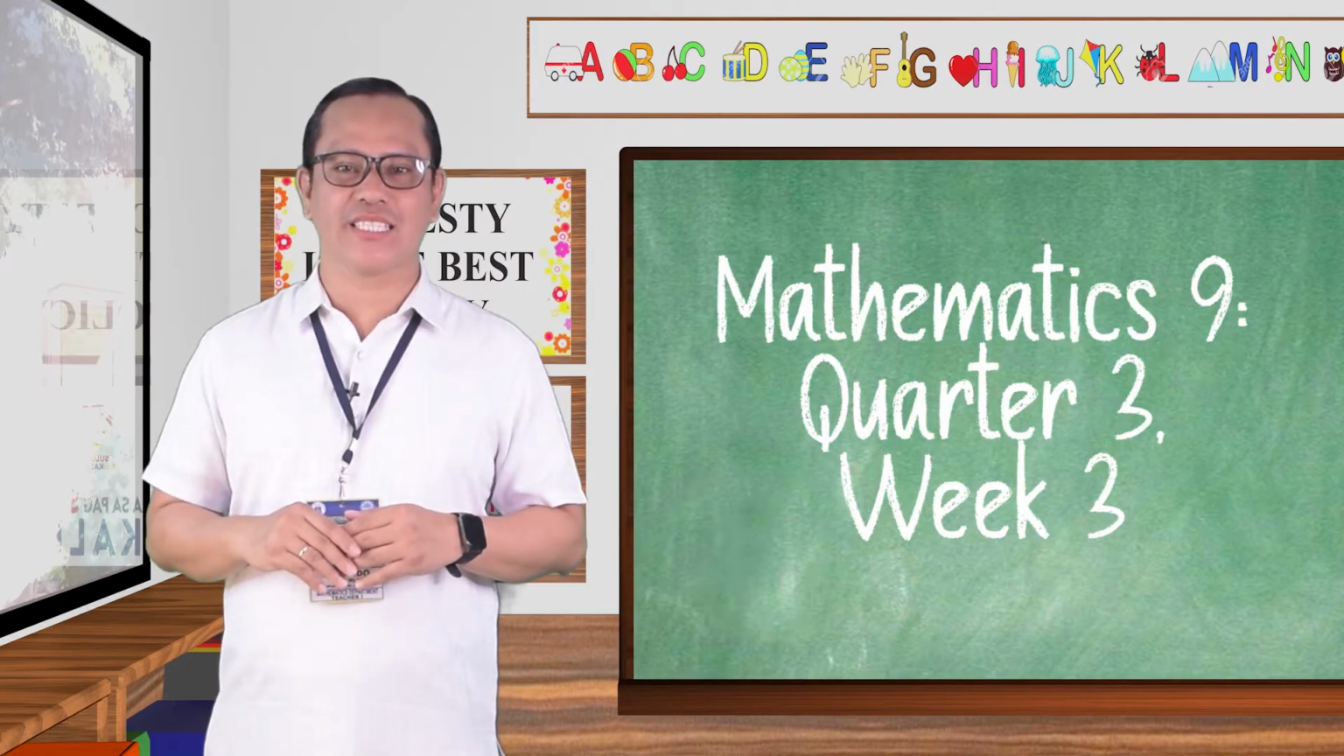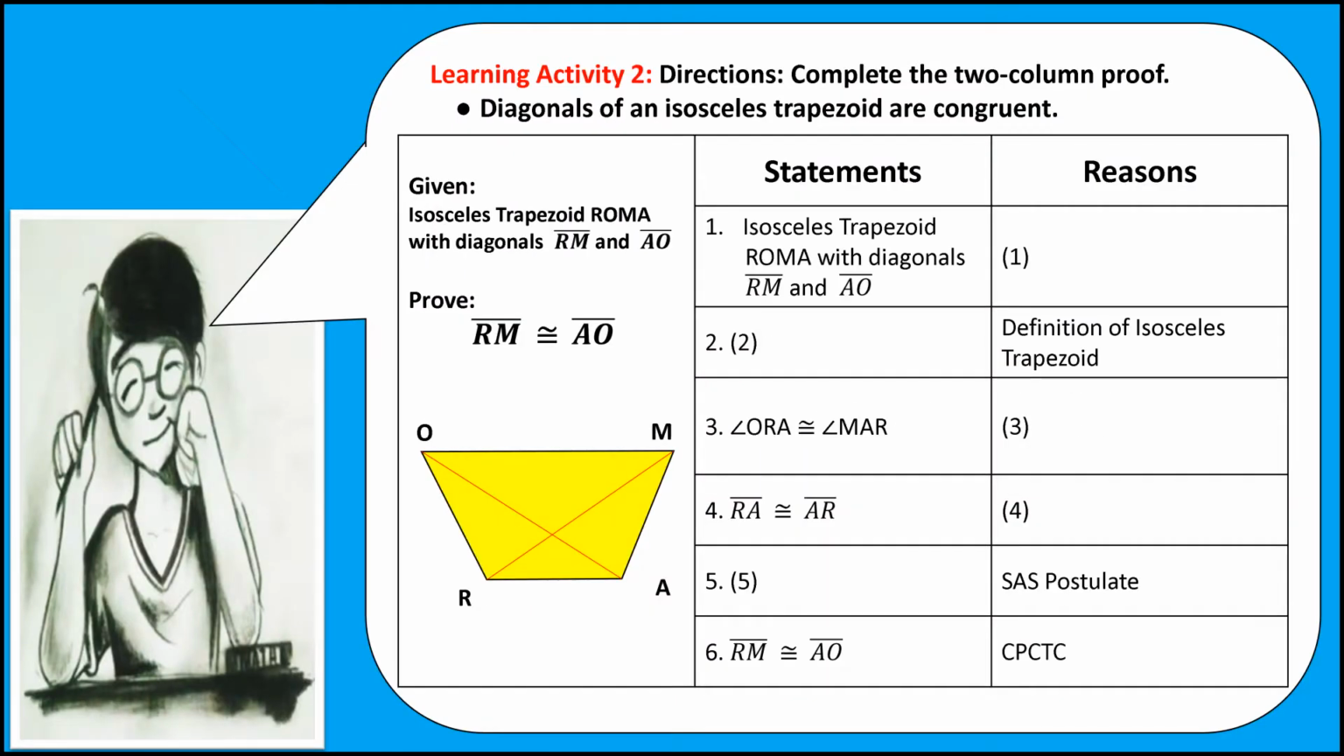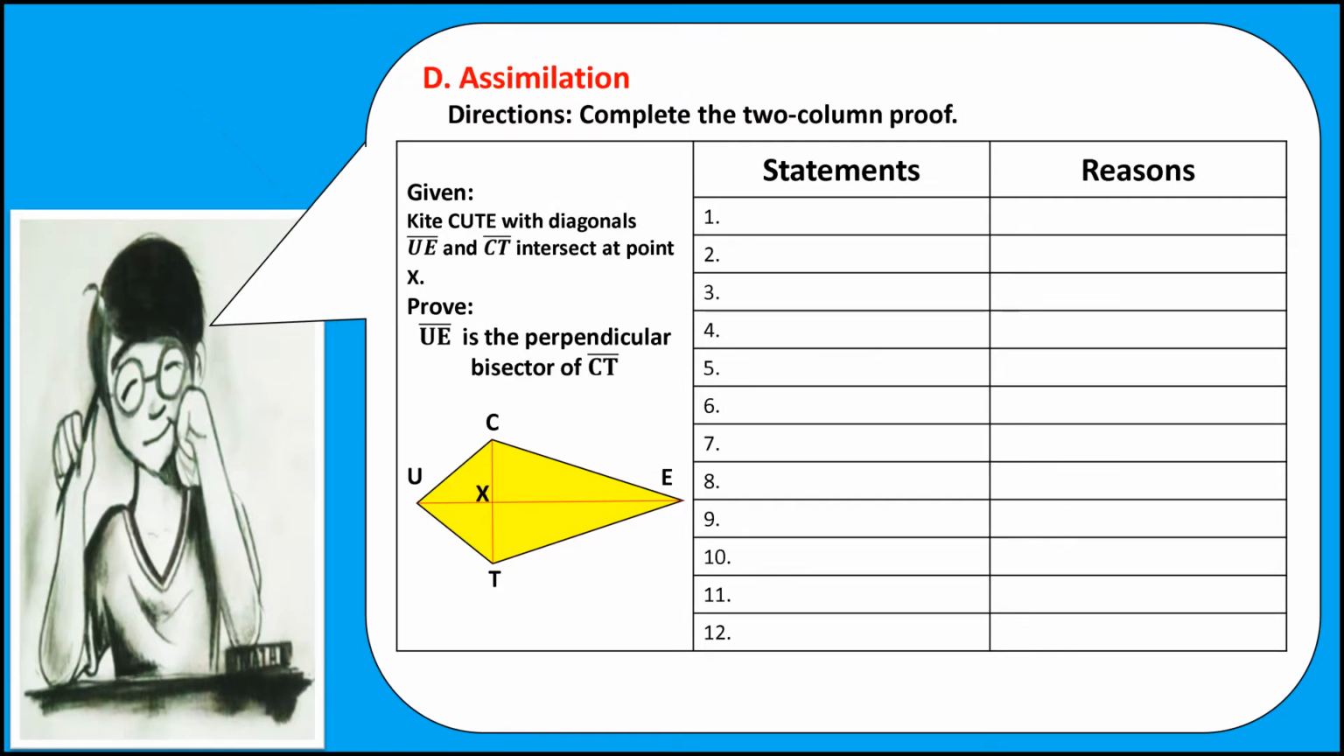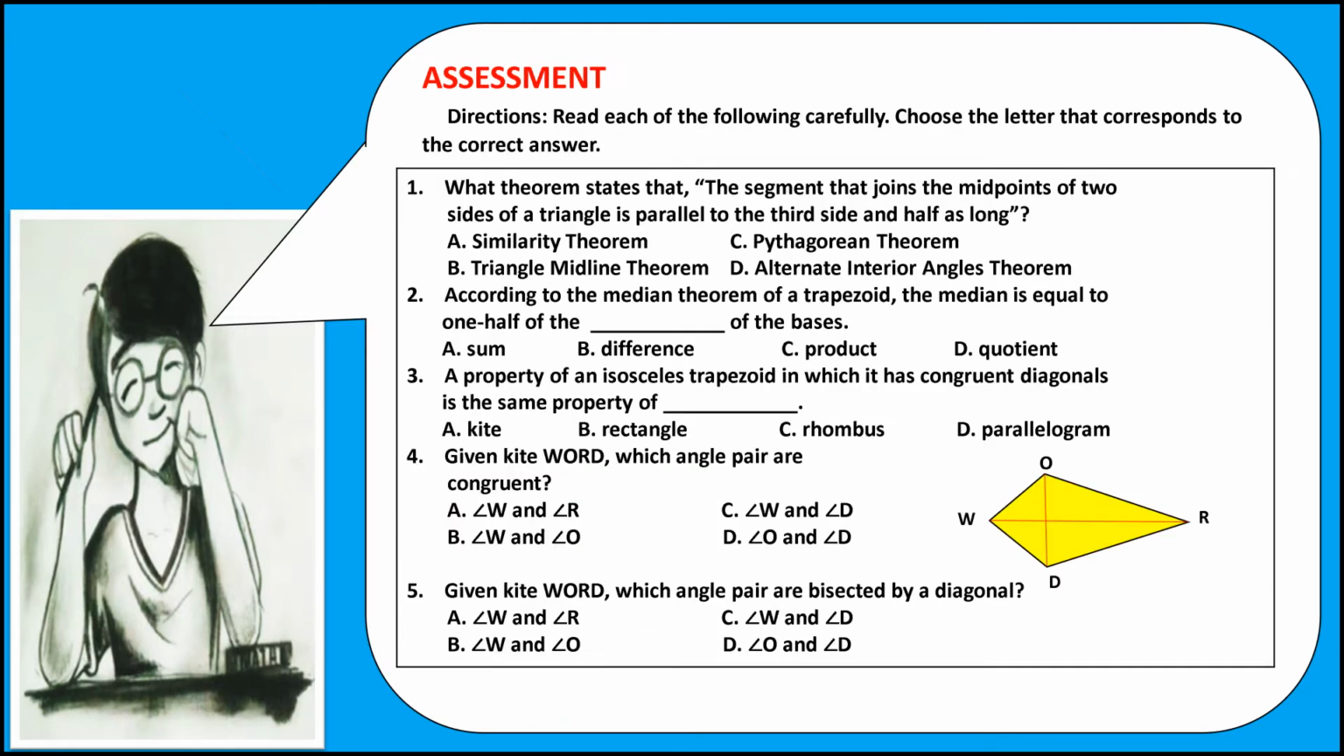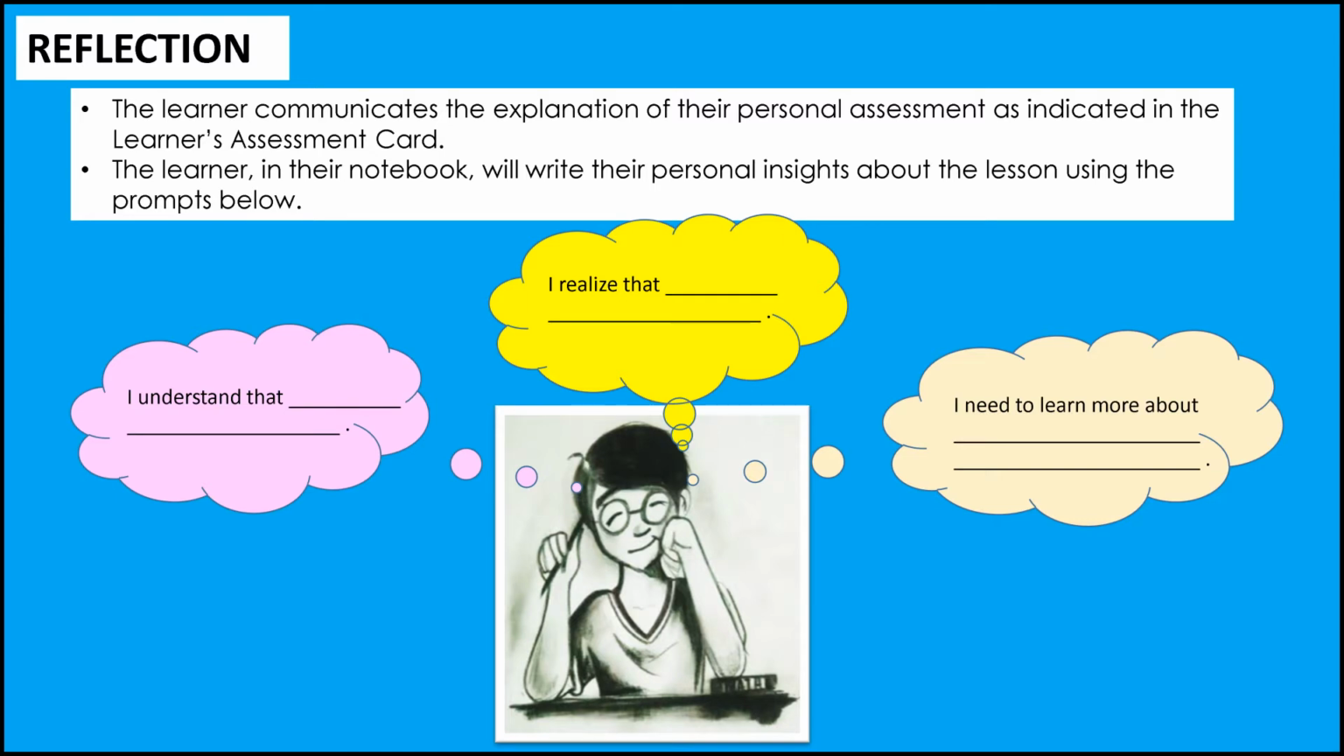For learning tasks 1, 2, 3, and the assimilation part, let's deepen and widen your knowledge to fill in the missing statements and make reasons to complete the 2-column proof. Make sure to answer the assessment part as well, and write your personal insights of the lesson in the reflection part.